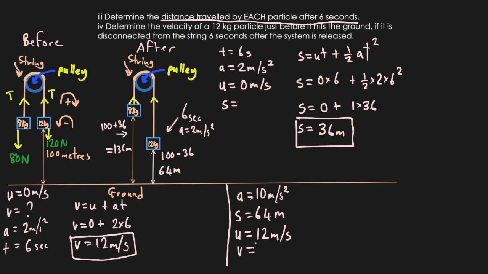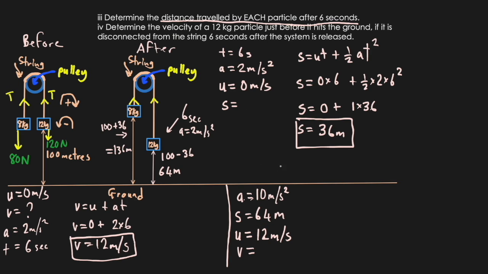What we need to work out now is how fast it was going after it covered 64 meters under the influence of gravity at 10 meters per second squared. If we go back to the SUVAT formulas we used earlier, the only one that will work for this case with what we have is v² = u² + 2as. We don't know what v² is; that's what we're trying to figure out. But we know u² is 12², plus 2 times 10. Since we are moving with gravity, not opposing it, gravity will be positive. So 2 times 10 times 64.